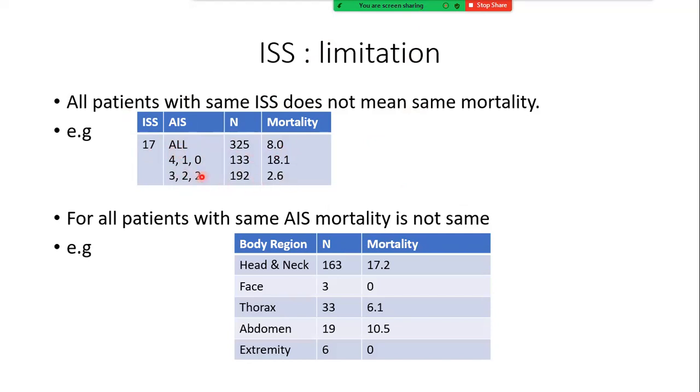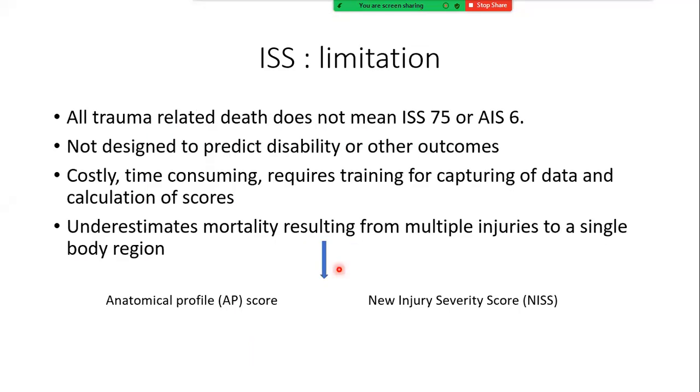If one injury is very severe, then the chance of mortality increases, compared to a patient having multiple injuries of smaller intensity. Again, if the mortality is almost the same for patients, it does not mean they have the same kind of AIS scoring. Suppose that for head and neck, the mortality is 17%. Again, all trauma-related death does not mean AIS 5 or AIS 6. This is what I have explained earlier.